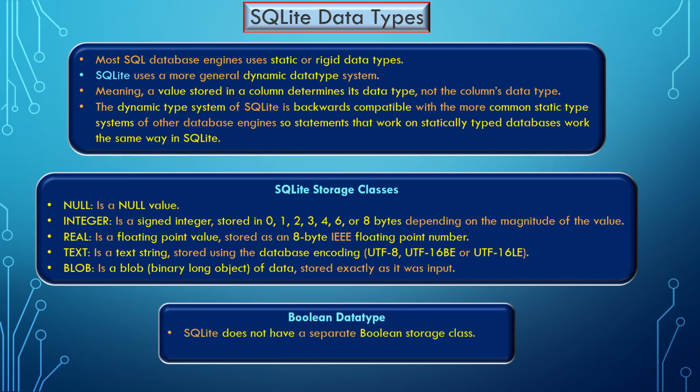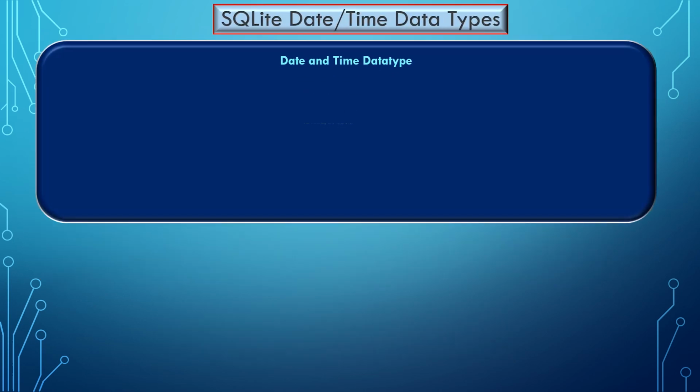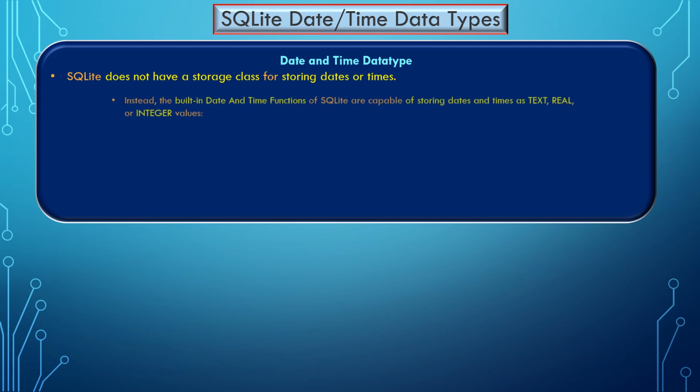SQLite does not have a separate Boolean storage class. Here, Boolean values are stored as integers, 0 for false and 1 for true. Let's take a look at SQLite date-time data types. SQLite does not have a storage class for storing dates or times.